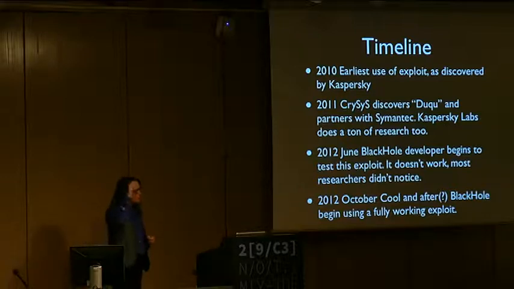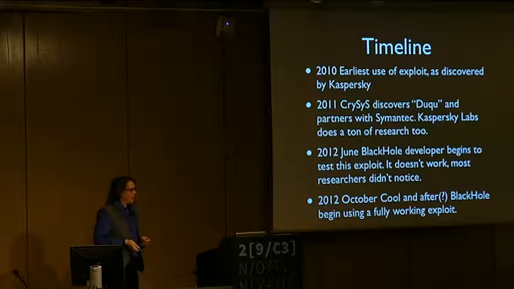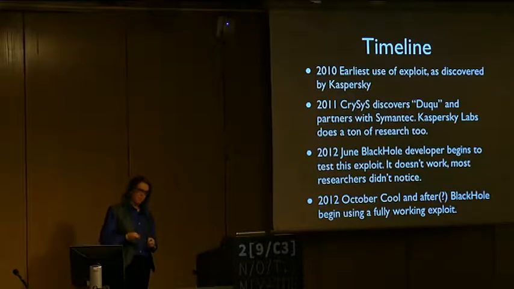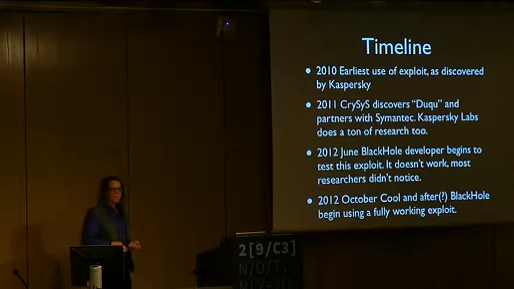And so this was discovered around, or at least it was publicly reported around the end of last year. Crysys apparently was the original discoverer, and then Symantec and Kaspersky did a whole ton of press releases about it and so forth. Kaspersky actually went back and found some examples of the attack as far back as 2010. So I don't know how old this exploit's been around, but it was apparently being actively used at least 2 years ago, or at least for a year before it was discovered.